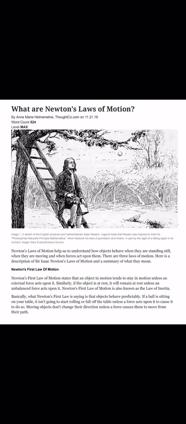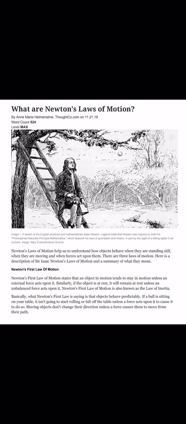Basically, what Newton's first law is saying is that objects behave predictably. We can predict what objects do. We can tell you what they're going to do in the future by calculations. If a ball is sitting on your table, it isn't going to start rolling off the table unless a force acts upon it to cause it to do so. Balls don't just sit there and jump up and down all by themselves. Something is doing it. Moving objects don't change their direction unless a force causes them to change their path.